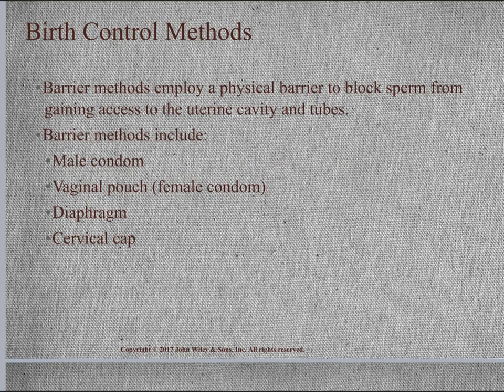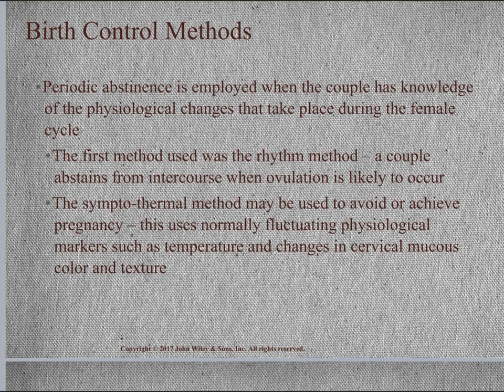There are some barrier methods. These employ a physical barrier to block sperm from gaining access to the uterine cavity and tubes. These include male condoms, vaginal pouches, also known as female condoms, diaphragms, and cervical caps with spermicidal jelly on top. Another method is periodic abstinence, which is employed when the couple has knowledge of the physiological changes that take place during the female cycle, so going back to those ovulation cycles.